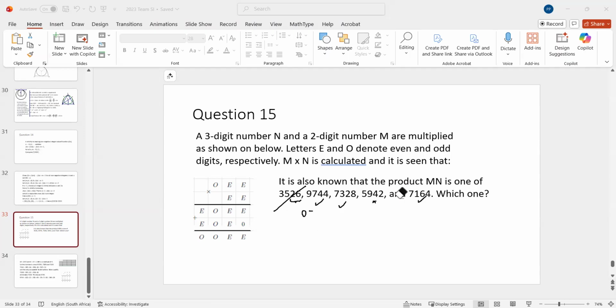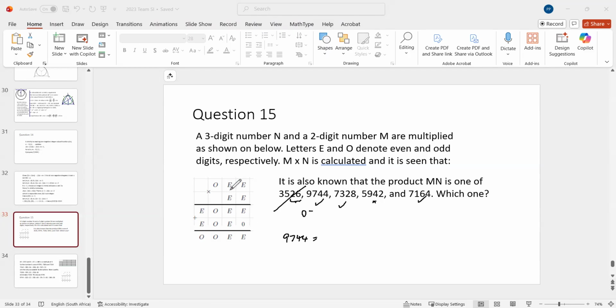So they want to know which one. I can try 9744. You got the last two are even, because you got even, even, even, even. That's fine. In every one of those, it's a multiple of four, so any one of these three will work.